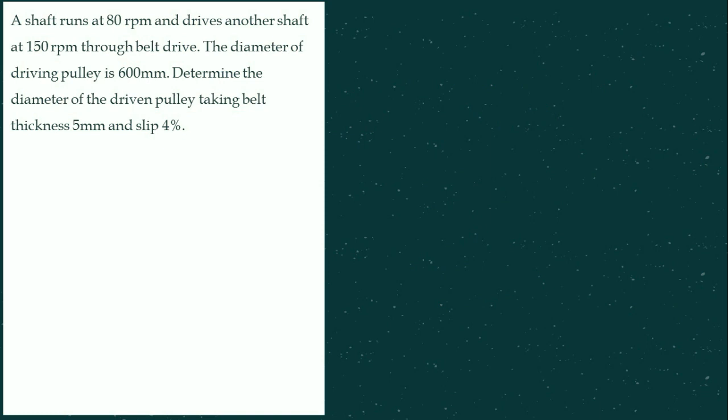Let's consider a problem. A shaft runs at 80 rpm, drives another shaft at 150 rpm through belt drive. The diameter of the driving pulley is 600 mm. Determine the diameter of the driven pulley taking belt thickness as 5 mm and slip is 4%. Let's solve this problem.